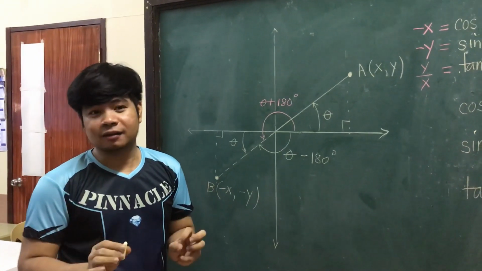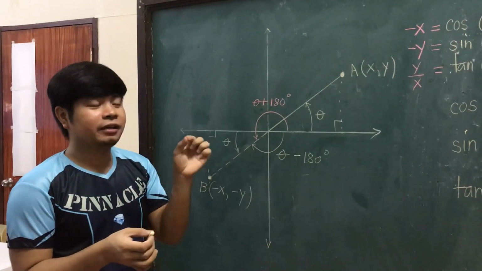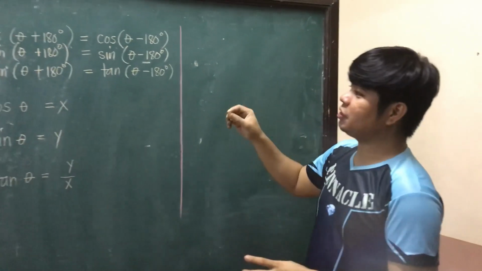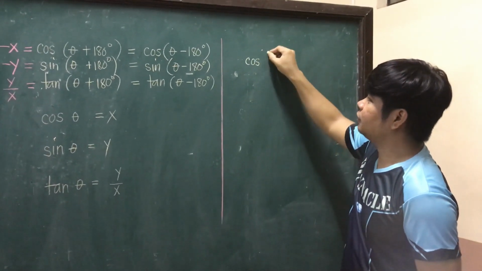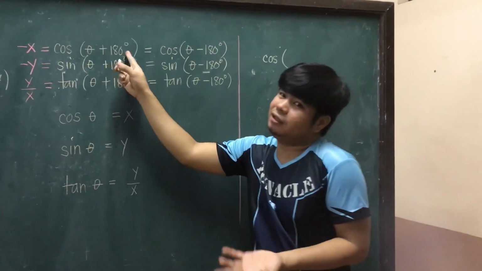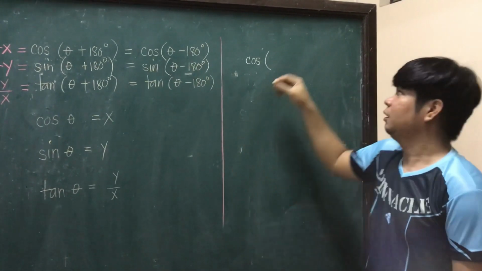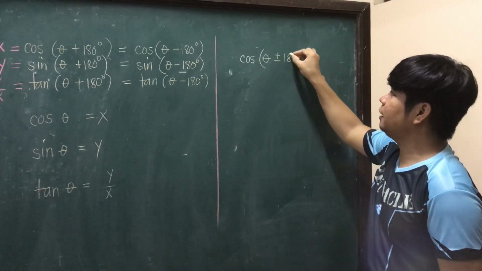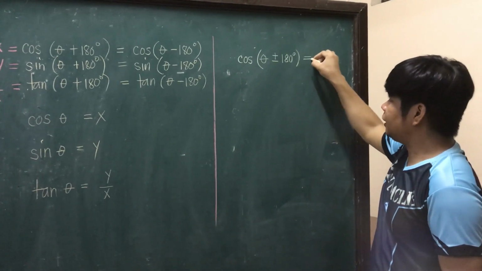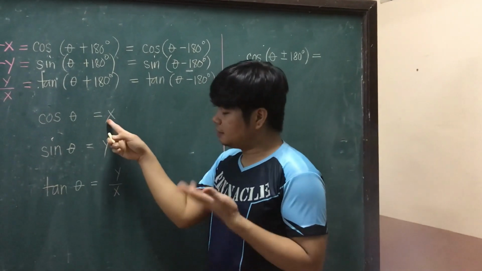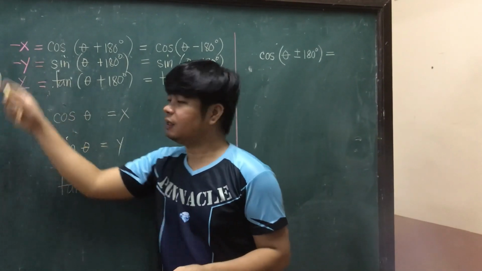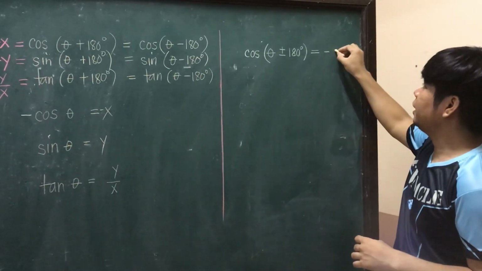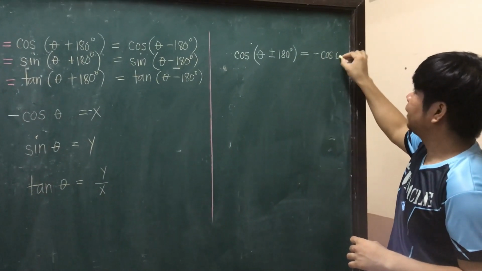So the rotation of an angle by 180 degrees will provide us another set of identities. Since we said already that plus 180 degrees and minus 180 degrees of theta are the same, cosine of theta plus or minus 180 degrees is now equal to negative cosine theta. Since this is x and this is negative x, we just need to negate it to have the same value.